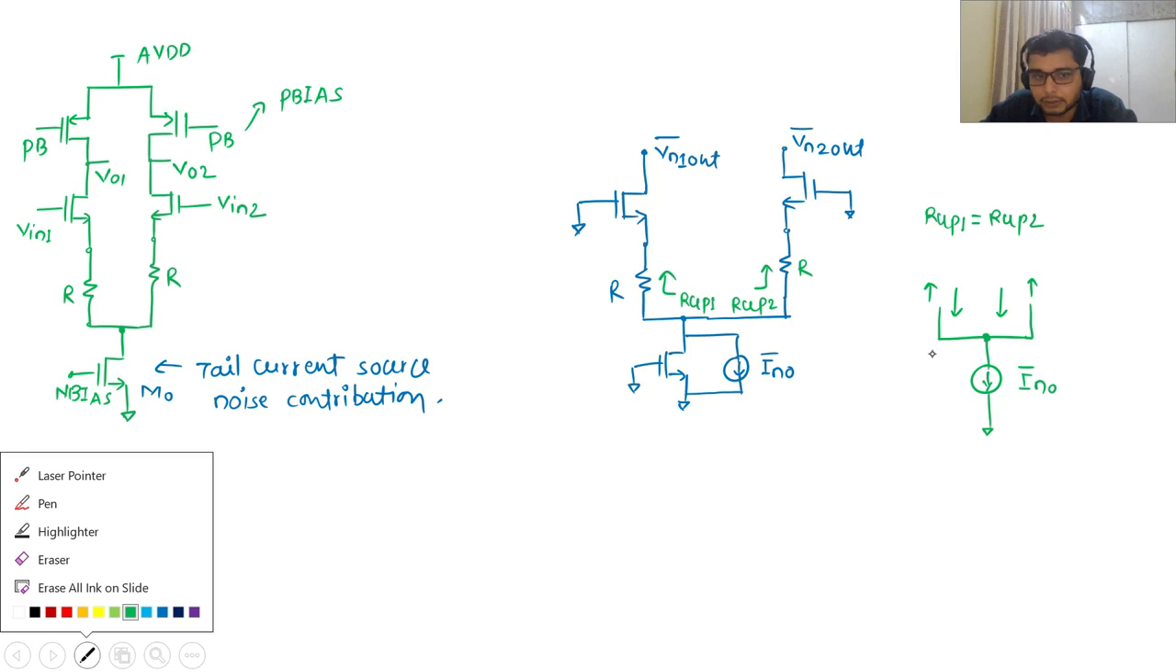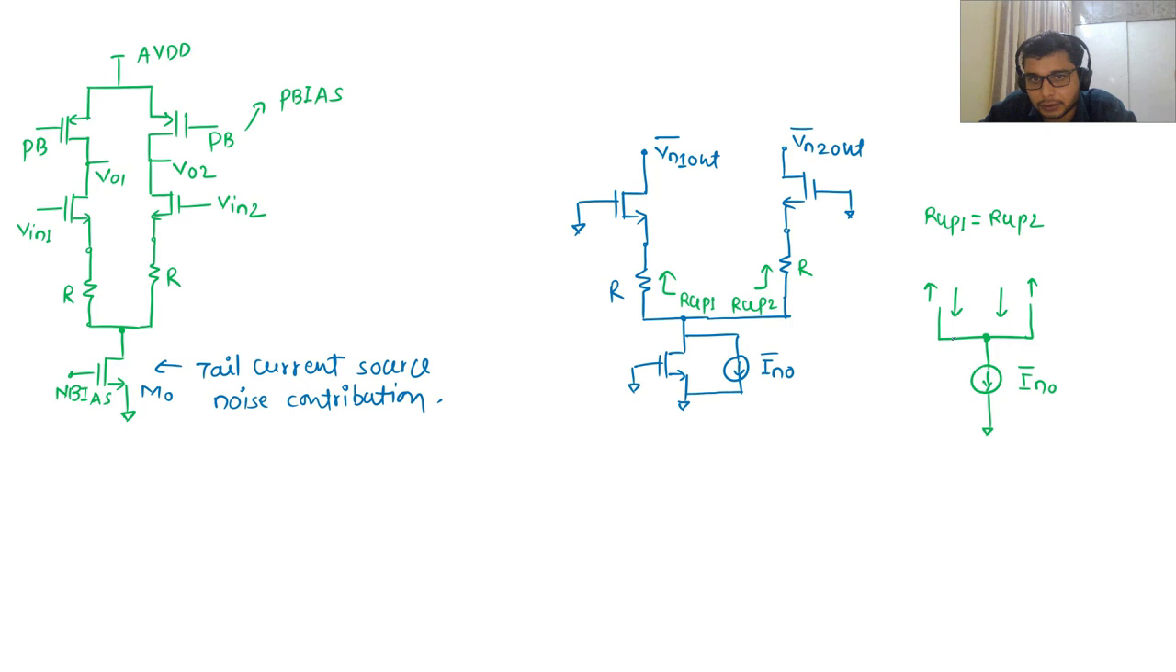So as it is seeing nearly the same impedances, of the order of some small impedance, the currents of both transistors are IN naught by 2, like this. Now I will see the individual voltage at the output. What will be the value of Vn1 at the output due to this I naught by 2 coming from there?